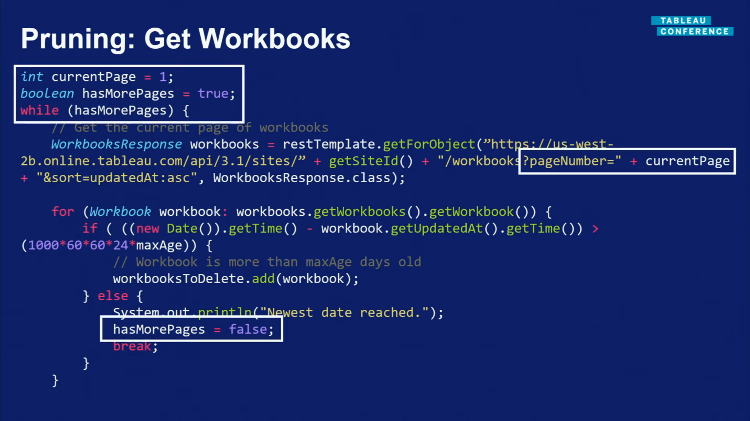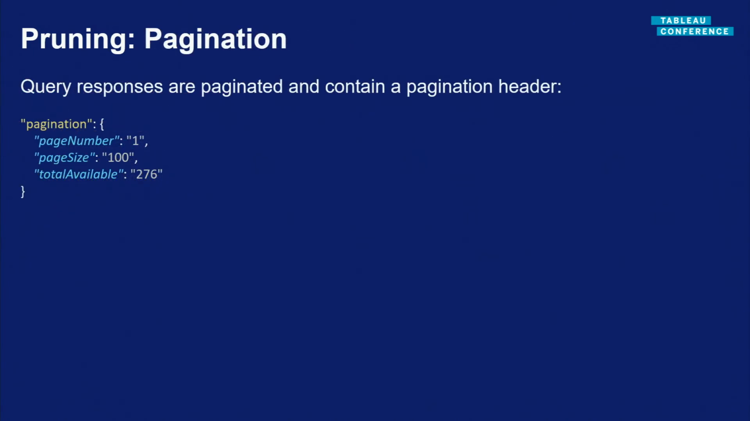Now, note that I've glossed over a little bit of code here. This is all related to pagination. Now, Tableau Server doesn't automatically return all of the results to our queries. This can be a really long list with hundreds or even thousands of responses. Instead, it uses pagination to return these results in batches.